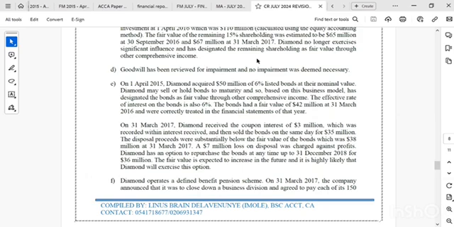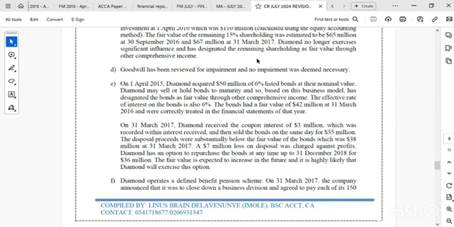On 1 April 2015, Diamond acquired 50 million of 6% listed bond at their nominal value. Diamond may sell or hold bond to maturity and so, based on this business model, has designated the bond as a fair value through other comprehensive income. The effective rate of interest on the bond is also 6%.